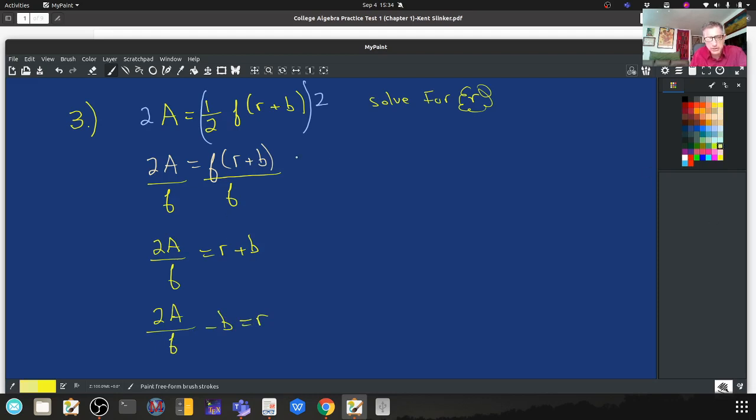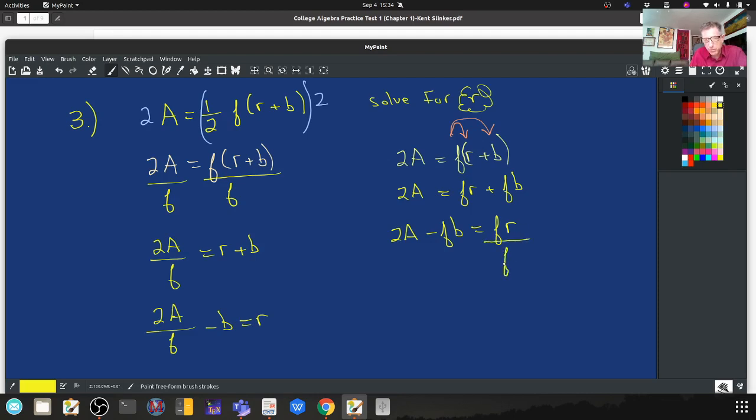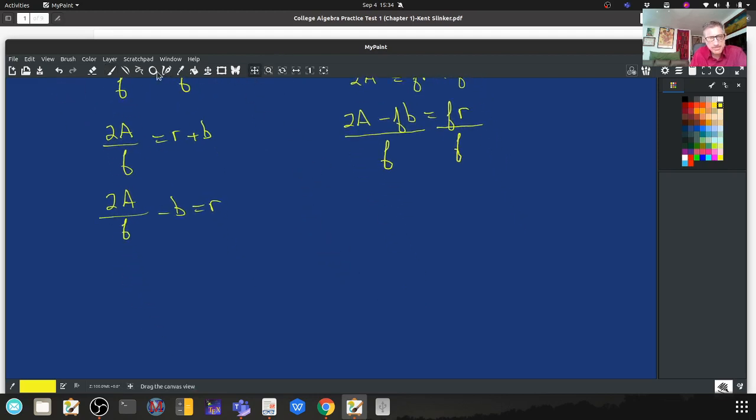Another acceptable way to do it, starting right here at 2a is equal to f times r plus b, is to use distribution. So that's going to get me 2a is equal to f times r plus f times b. Well, the r term is the one I want to isolate, so I subtract fb from both sides. Now I know how many f times r is. I want to know how many just one r is, so I divide both sides by f. So that's going to give me 2a minus fb over f is equal to r.